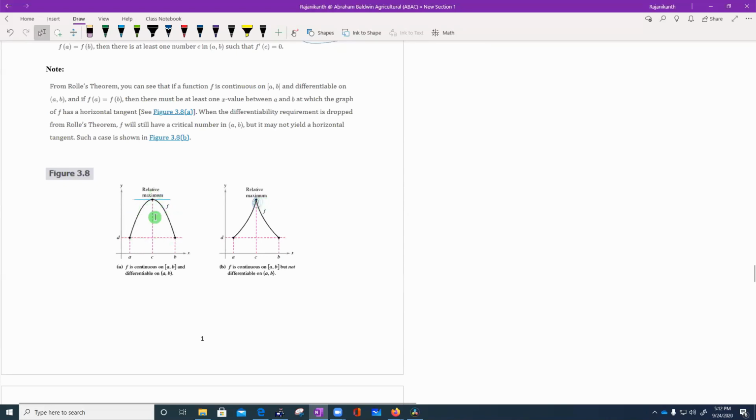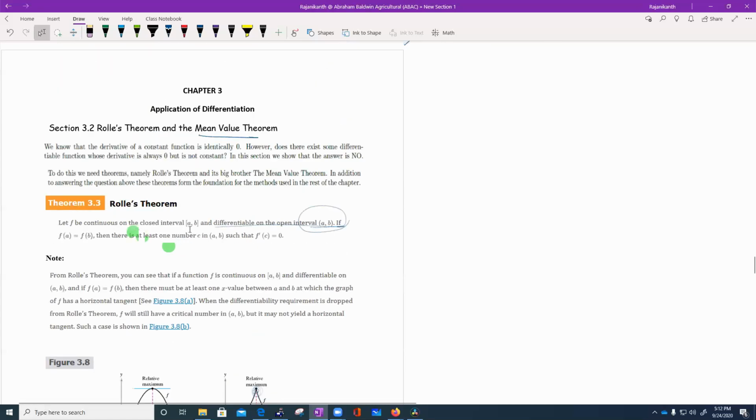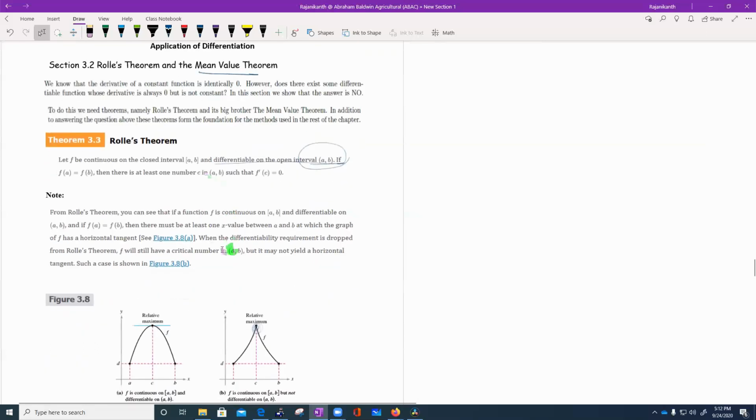If you want to apply Rolle's theorem, check whether all 3 conditions are satisfied. What are those 3 conditions? The function should be continuous throughout the interval, including the endpoints, and differentiable throughout the open interval. And the function value at the endpoints is supposed to be the same. If these 3 conditions are satisfied, then according to Rolle's theorem, we can find one point C inside the interval such that the slope is 0.